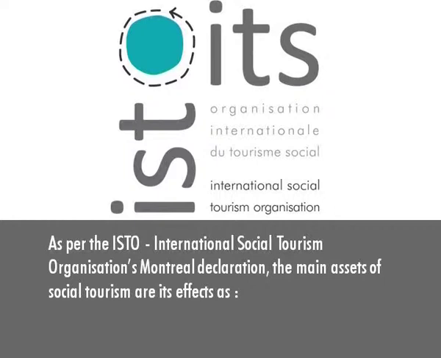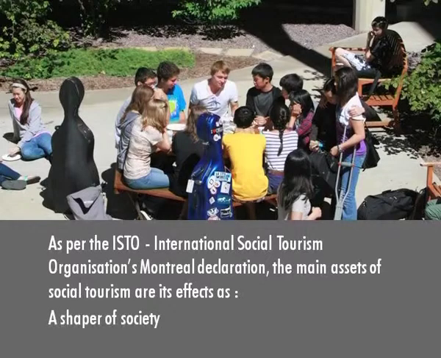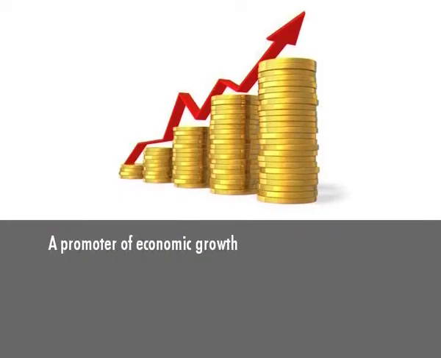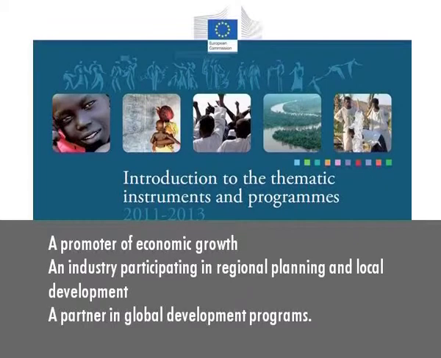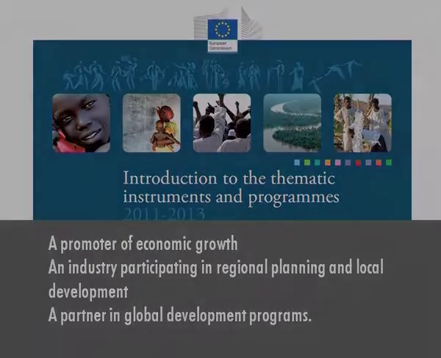If we take the considerations from the ISTO, or the International Social Tourism Organization's Montreal Declaration towards a humanist and social vision of tourism, the main assets of social tourism are its effects as a shaper of society, a promoter of economic growth, an industry participating in regional planning and local development, and a partner in global development's program.